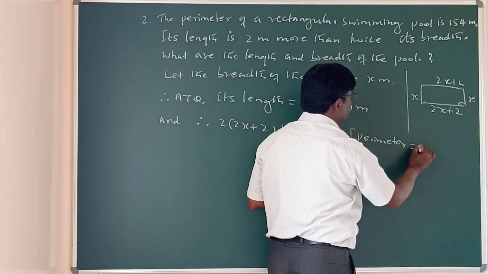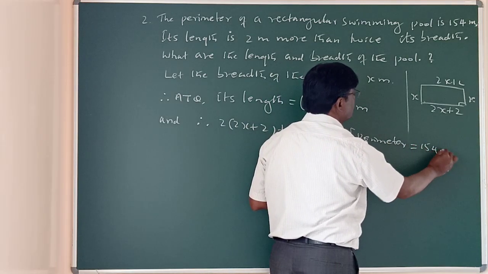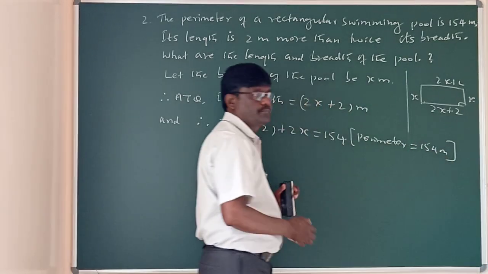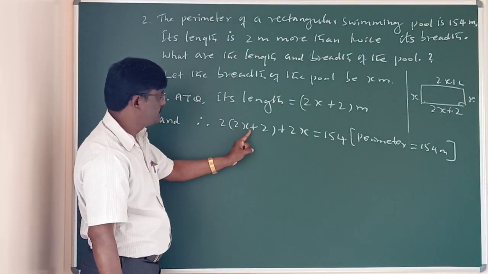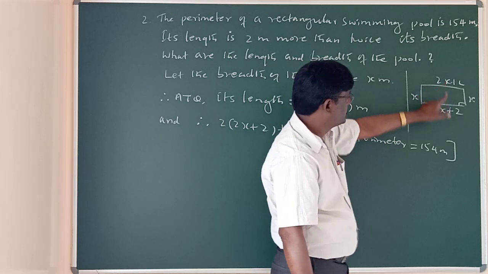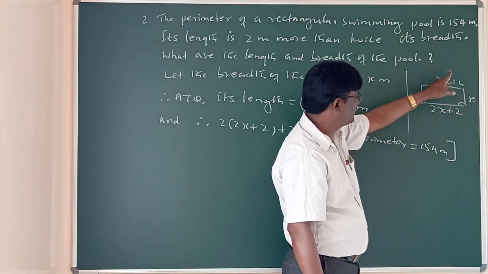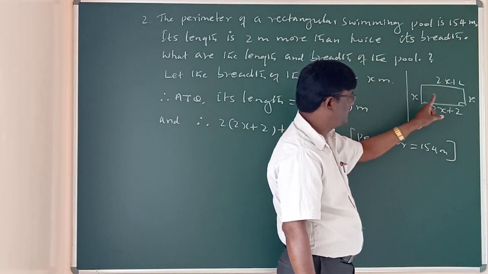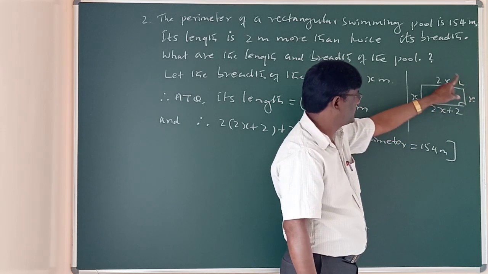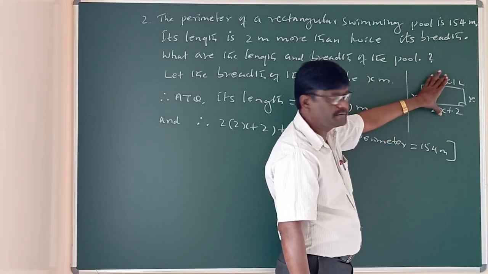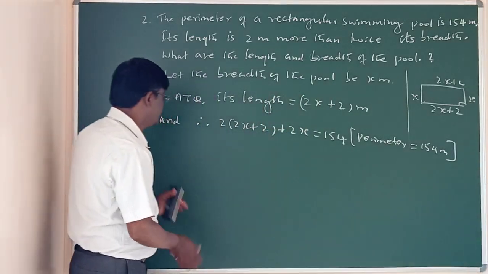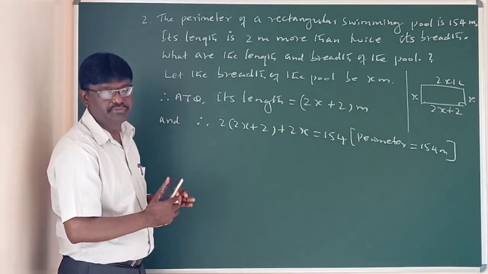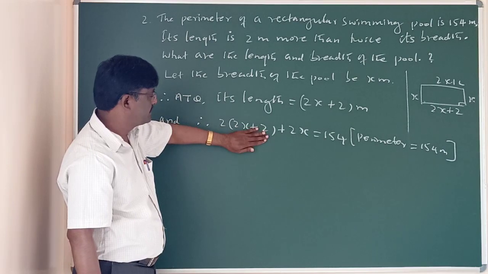Perimeter is given as 154 meter. So that's why. Got it? Look at it once again, children. How does 2 times this come? Because here we add this plus this plus this plus this. What is that? Length plus breadth plus length plus breadth. Since both opposite sides are equal, therefore 2 times comes like that. That's all, children. This is the required equation.